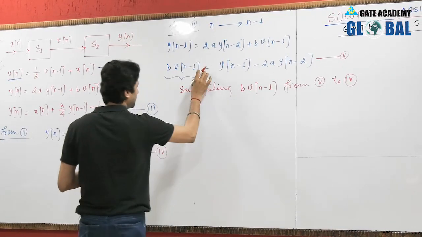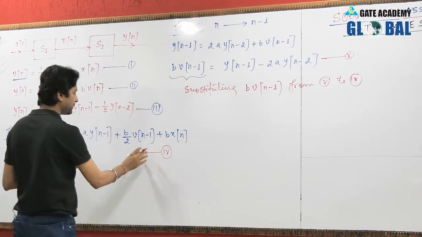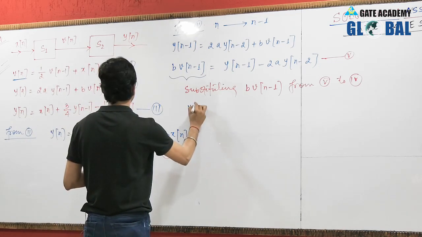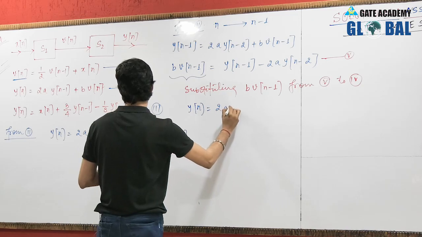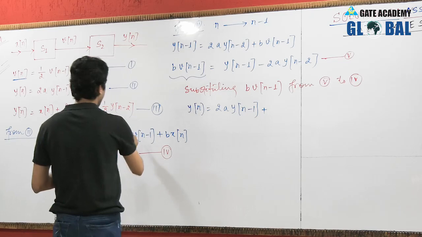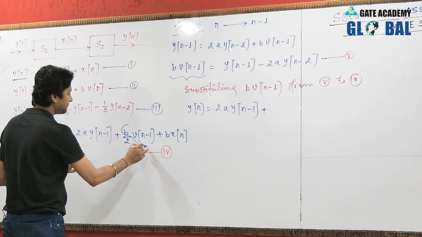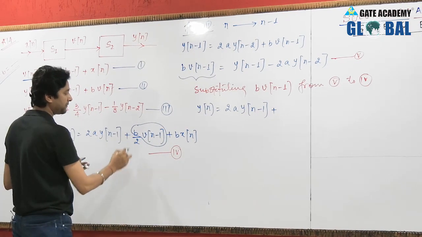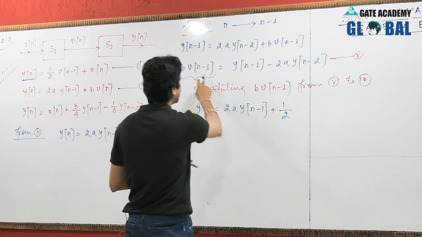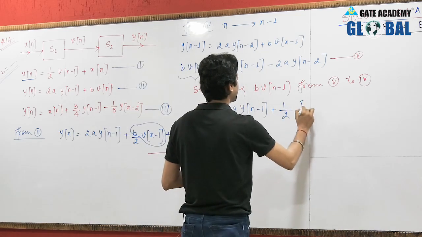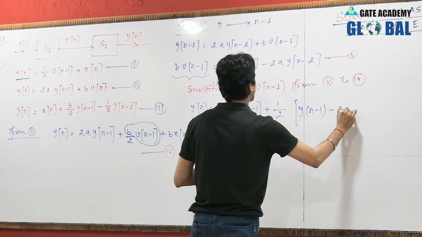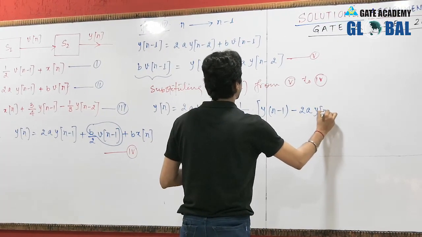We are substituting the value from equation 5 into equation 4, and now this equation becomes y of n equals 2a y of n minus 1 plus b by 2. We have just found the value of b into v of n minus 1, so we take 1 by 2 into the value of v of n minus 1, which is given as y of n minus 1 minus 2a y of n minus 2.